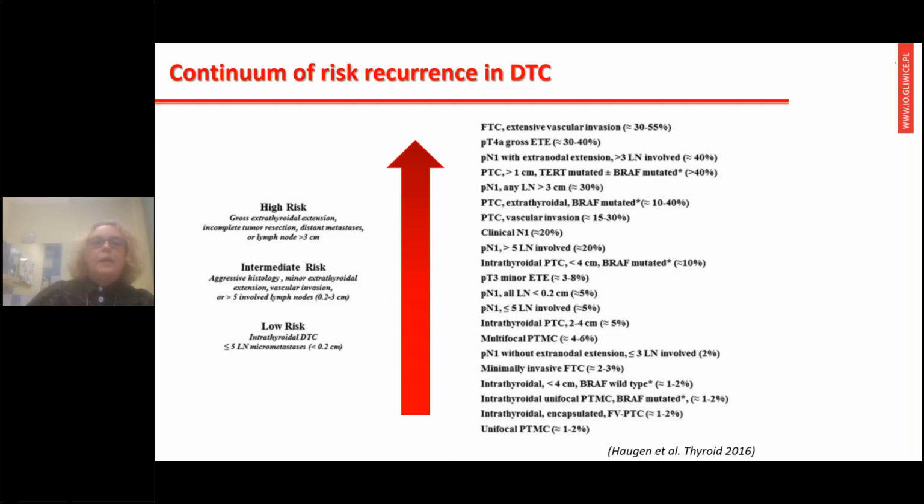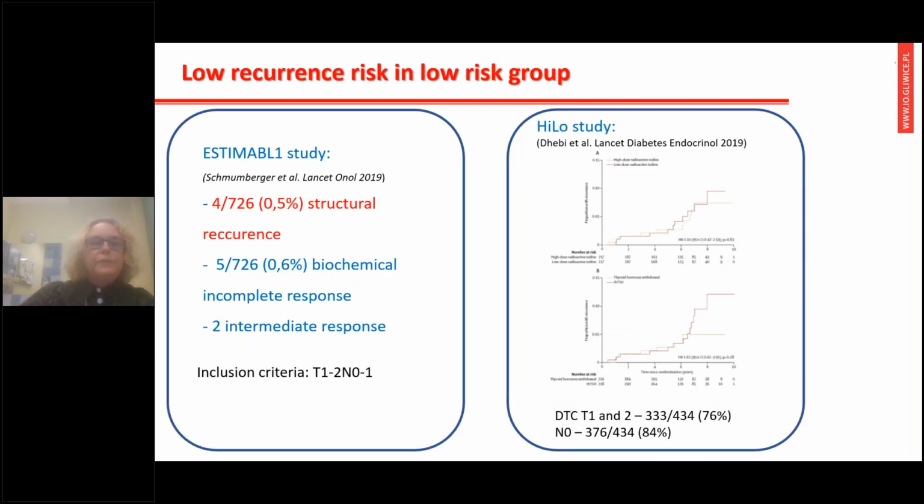These groups are based mostly on the pathological risk factors. We have a low risk group, where the risk of failure is about or less than 5%, I should say. Then we have an intermediate risk group, where the failure is about 5 to 20%, and then we have the high risk group, when patients are either with persistent disease after the operation or the risk of failure is more than 20%. And we have very good quality data with respect to a low risk of recurrence in the low risk DTC patient group.